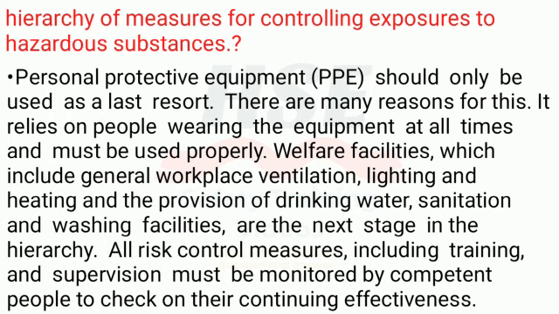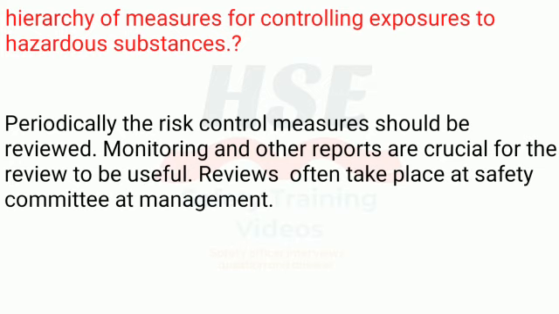Welfare facilities, which include general workplace ventilation, lighting and heating, and the provision of drinking water, sanitation and washing facilities, are the next stage in the hierarchy. All risk control measures, including training and supervision, must be monitored by competent people to check on their continuing effectiveness. Periodically, the risk control measures should be reviewed. Monitoring and other reports are crucial for the review to be useful. Reviews often take place at safety committee or management.